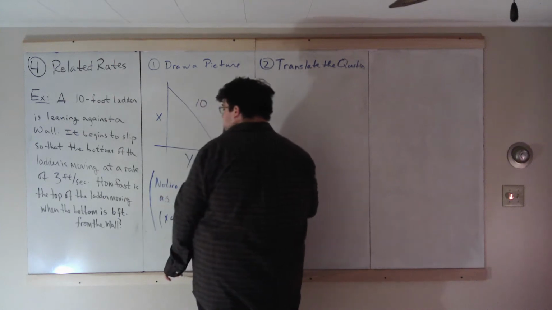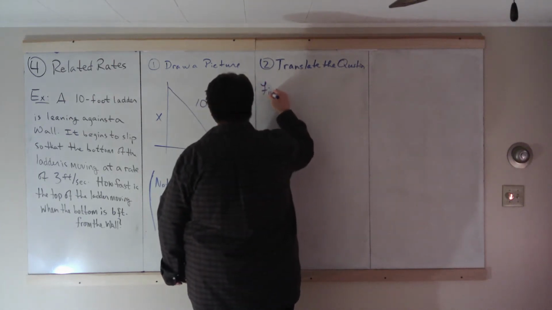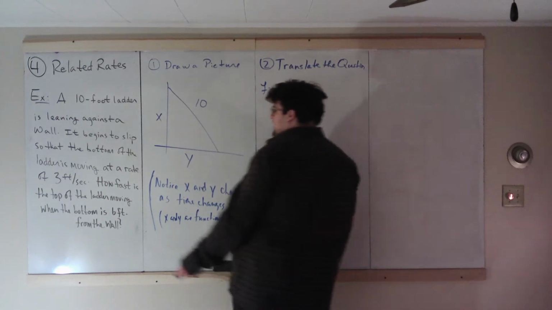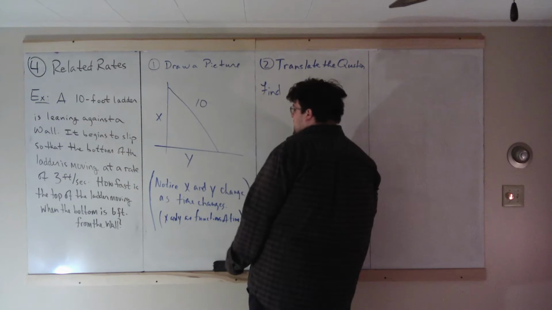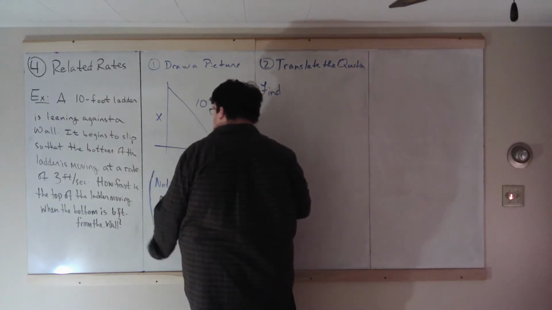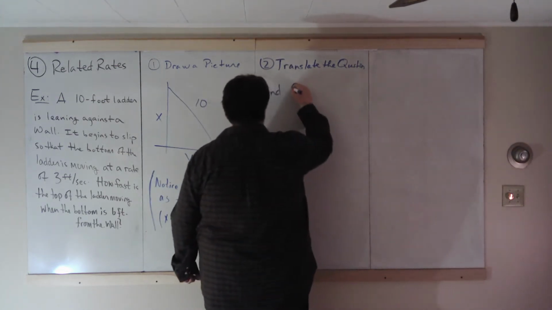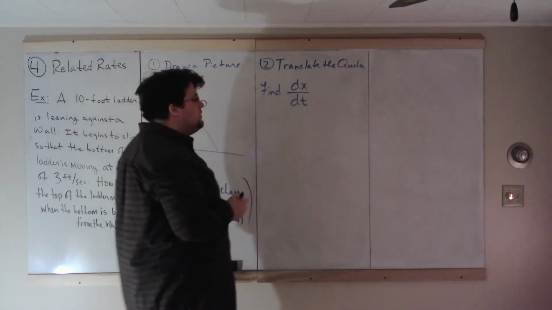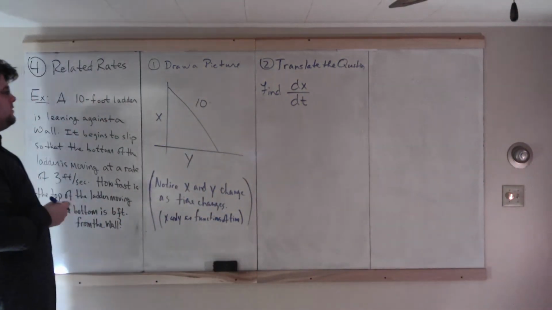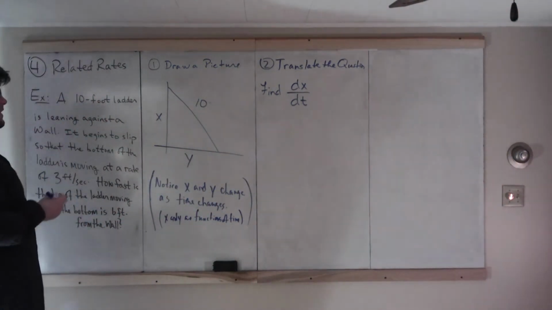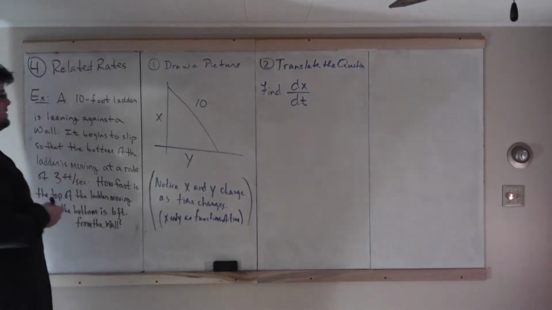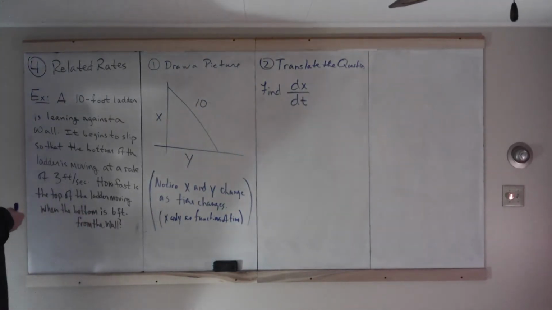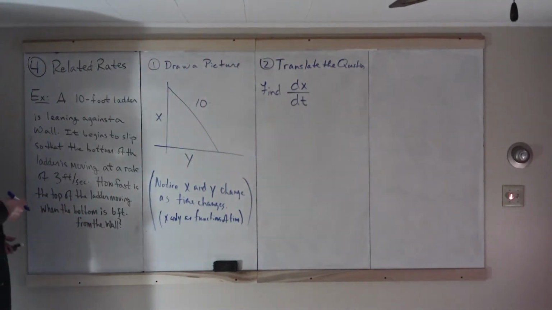So what do we want? How fast is the top of the ladder moving? Find how x is changing as time is changing. X measures the top, t measures time. So how fast is the top moving with respect to time? How is the top changing as time is changing? Remember, the derivative tells us rates of change, and in this case, x is a function of time, so the derivative is going to tell us how x is changing as time is changing at a given instant. This question wants dx/dt.